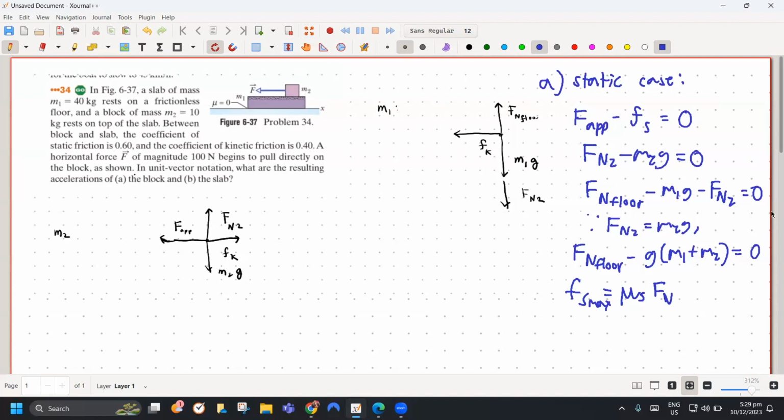Ganito. Assume mo muna na static yung friction. Ano yung maximum value, tapos compute mo yung static friction using Newton's second law. And then compare mo sa mu s Fn2.